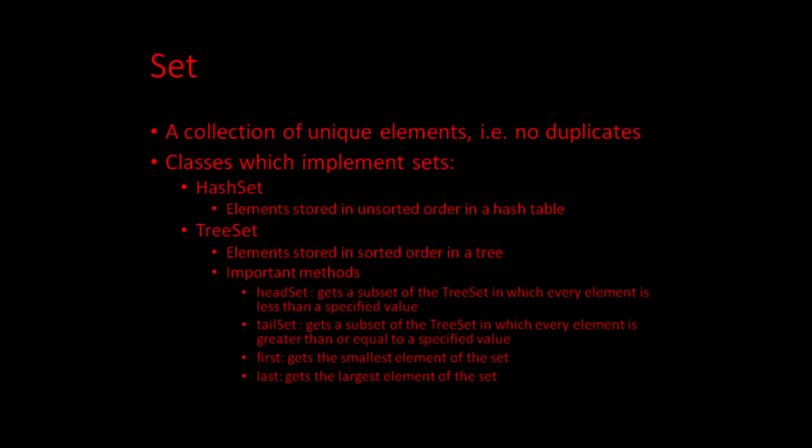Important methods of the tree set include the head set, which gets a subset of the tree set in which every element is less than the specified value. The tail set, which gets a subset of the tree set in which every element is greater than or equal to a specified value. The first method gets the smallest element of the set, and the last method gets the largest element of the set.